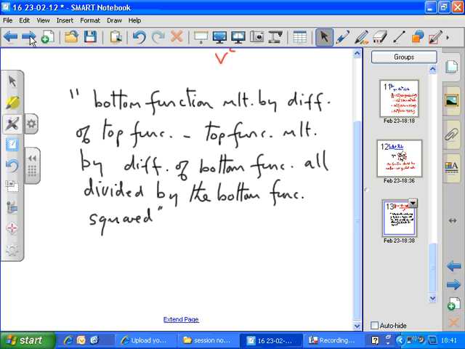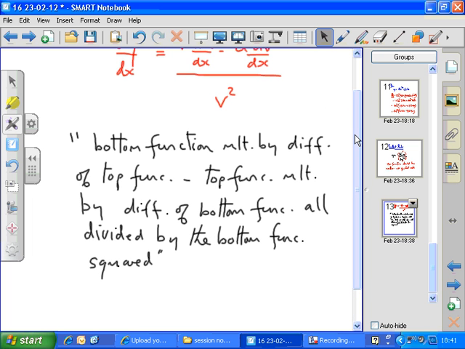So that's how you might say the quotient rule in words. And have it in your mind as you do it, so that eventually you can just trot out the answer. Take the bottom function, write that down, multiply that by the differential of the top, and with practice you can write that answer down, you don't need to do any working out. Minus the top function, multiplied by the differential of the bottom, and then all divided by the bottom function squared.